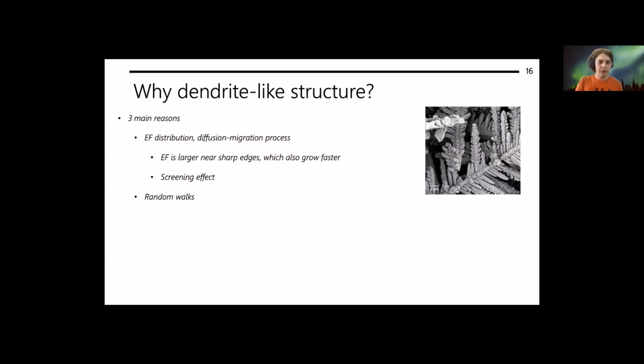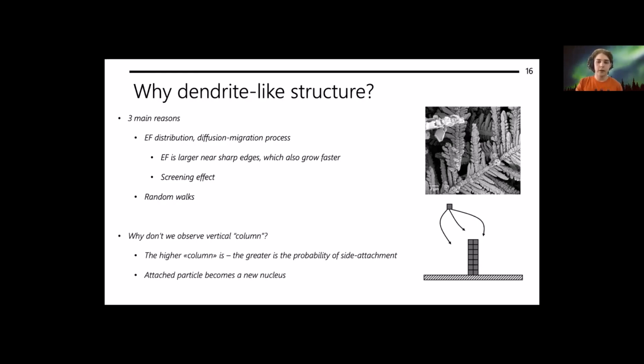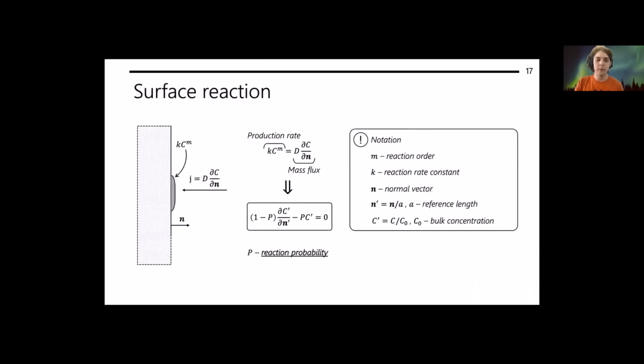So generalizing this, there are three main reasons. Firstly, it's electric field distribution, so that electric field is much larger near sharp edges, and the random walks that create such structure. So if, for example, we consider that our dendrite grows like a single rod on the top, the probability of the particle coming from the top to deposit on its side will grow instead of the probability of top deposition.